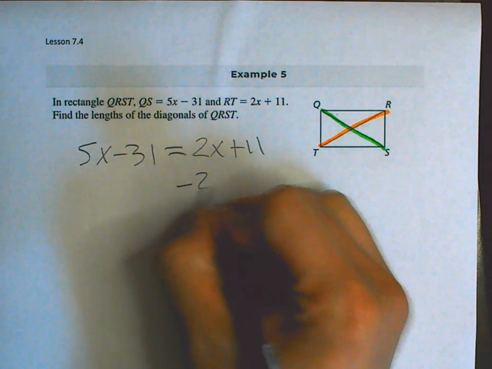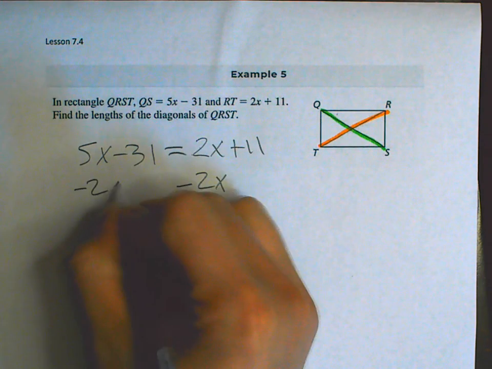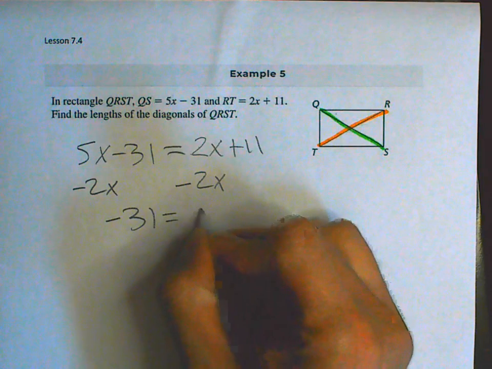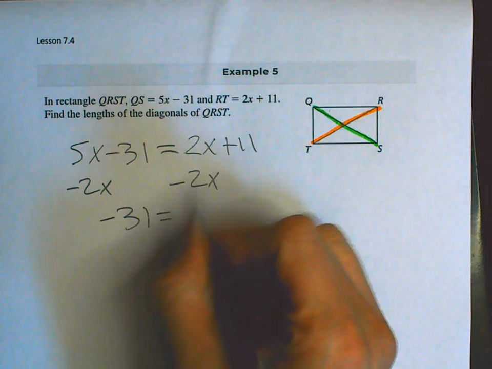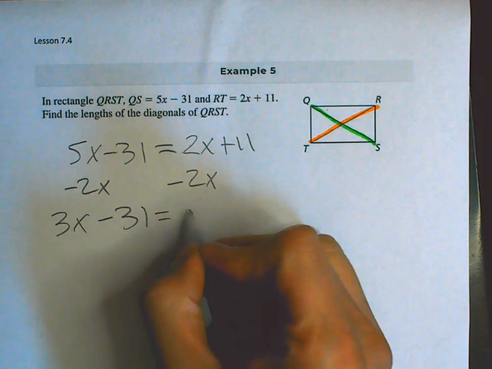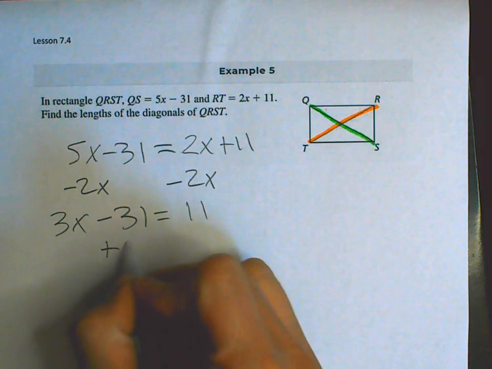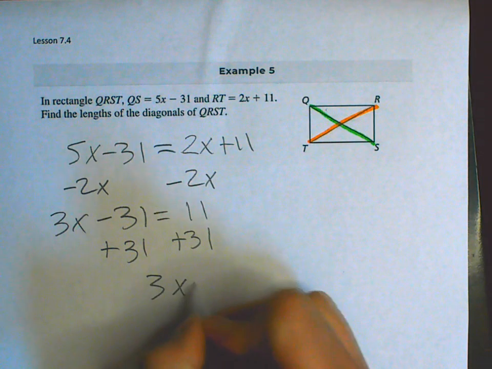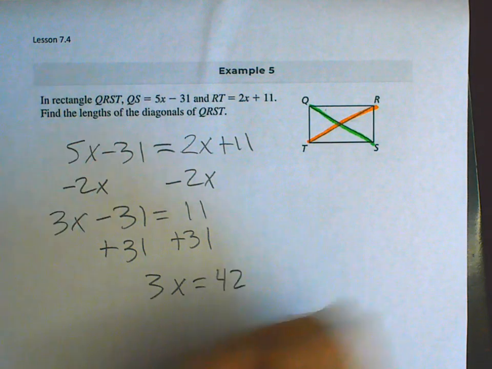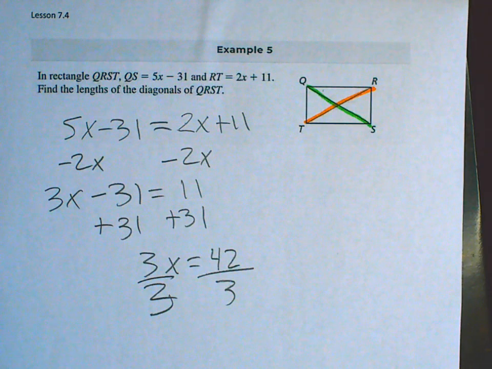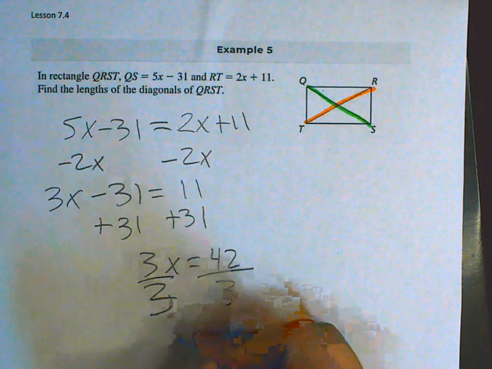So you subtract 2x, you get negative 31 equals, let's see, oh wait, no, wrong side. 3x minus 31 equals 11. Add 31 on both sides, and you get 3x equals 42. And when you divide that by 3, you're going to get 14.